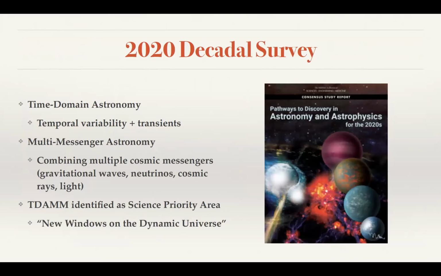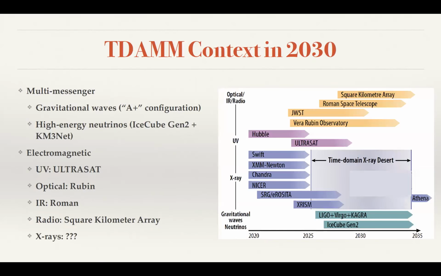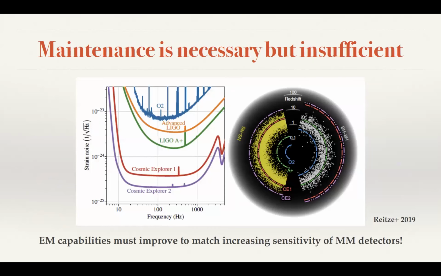So the driver here is the decadal survey, and in particular the TDAMM area and the new windows on the dynamic universe. And AXIS is going to make great impacts here. Now, one of the things that's happening as we move into the next decade is that our current fleet of missions are aging, and so there is this discovery space present in time domain land, and AXIS can fit in here and complement the radio, optical, and multi-messenger facilities that will be available in coming years.